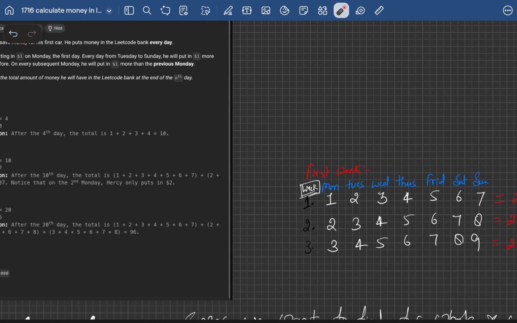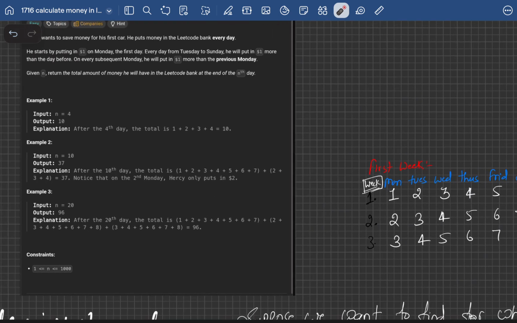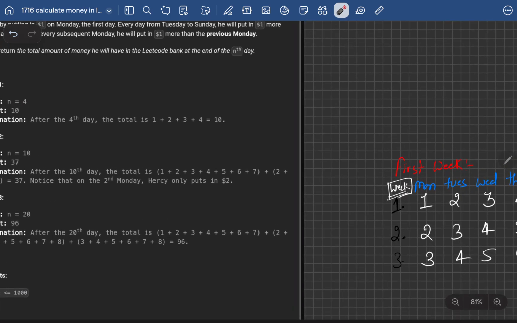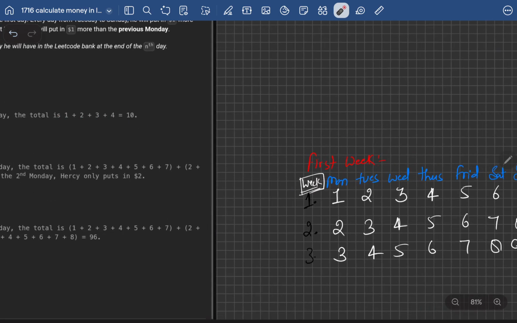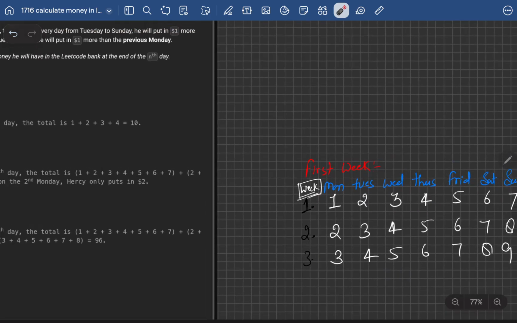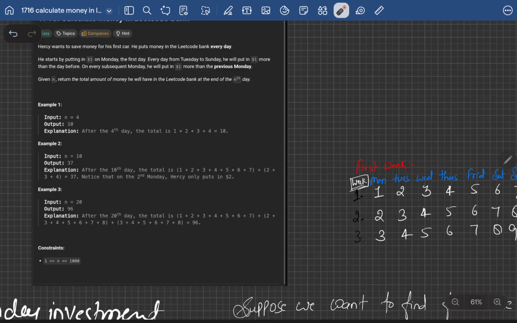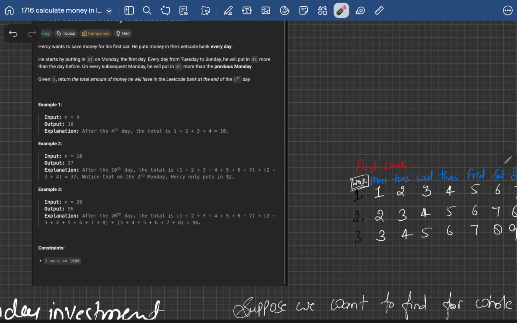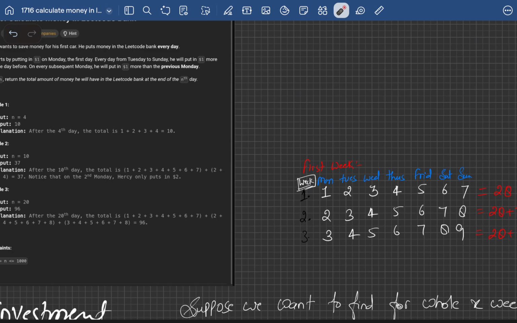Okay, then we have to compute. How will we compute? So suppose for example n is equal to 4. First Hersey will invest rupees 1, and then 2, and then 3 and 4, like this. So the total balance in Hersey's account will be 10 rupees. Similarly for day 10, in the first week he will invest the whole week, and then the total amount after the first week will be 28, and 3 extra days remaining.